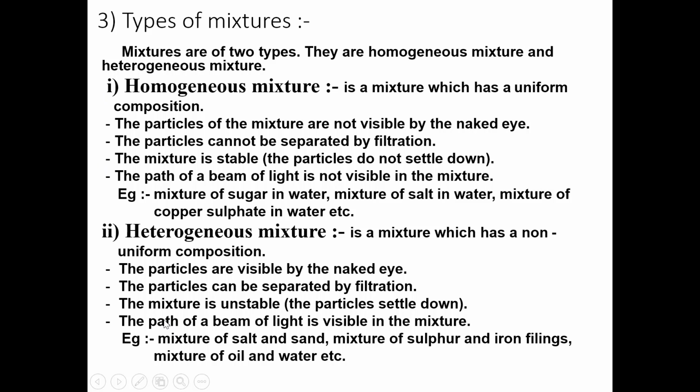So what is this beam of light, we will be talking about in our subsequent slides. Next, some examples of heterogeneous mixtures are a mixture of salt and sand. From the example itself we can tell that this cannot be properly mixed. Then the mixture of sulfur and iron filings, then the mixture of oil and water. As we know, the universal truth is that oil always floats on water. So in the case of this mixture of oil and water, these are not miscible or mixed.